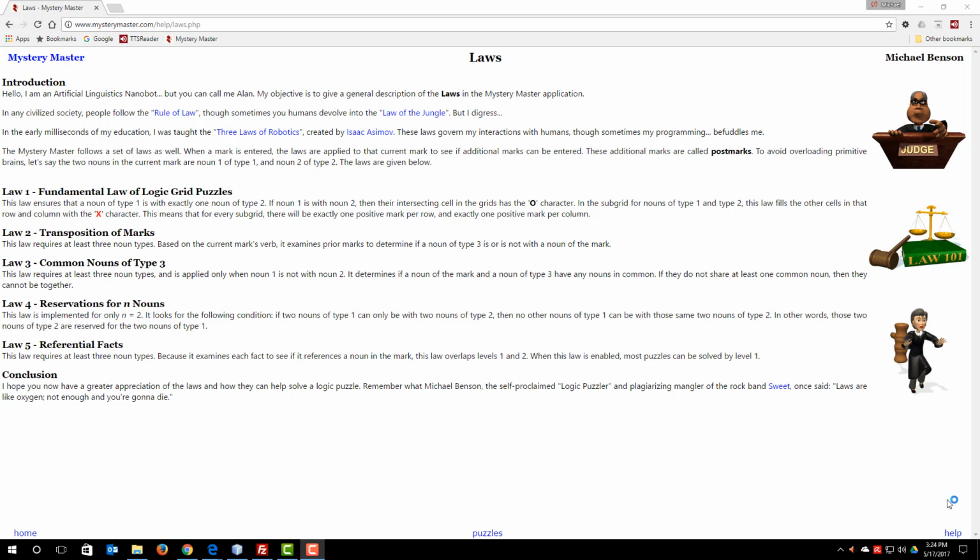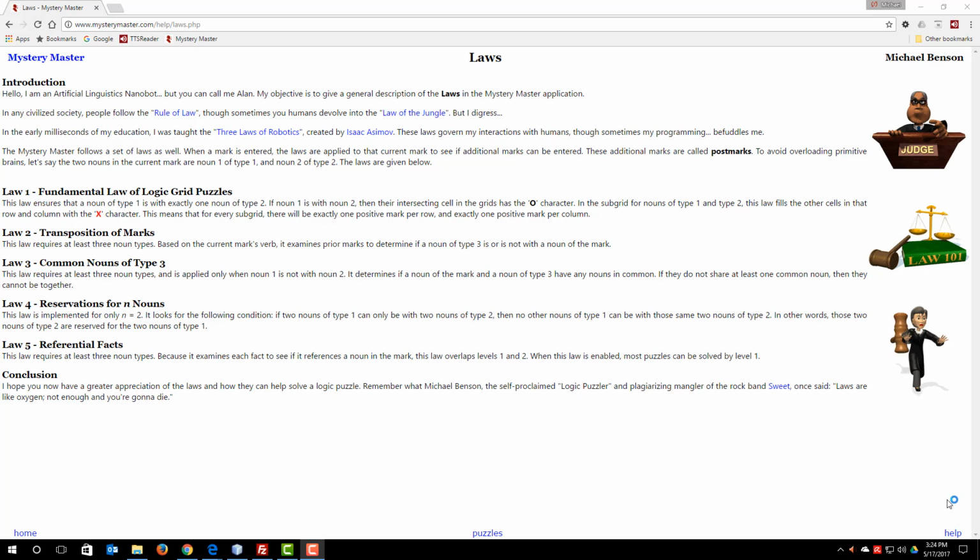When a mark is entered, the laws are applied to the current mark to see if additional marks can be entered. These additional marks are called post marks. To avoid overloading primitive brains, let's say the 2 nouns in the current mark are noun 1 of type 1 and noun 2 of type 2. The laws are given below.